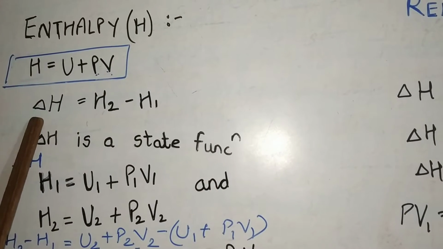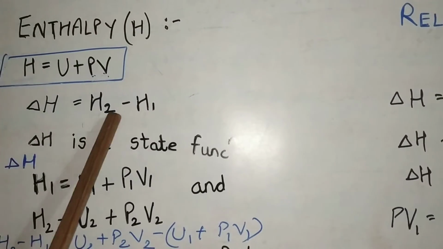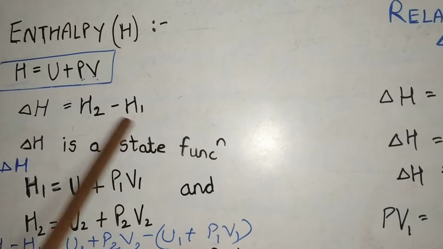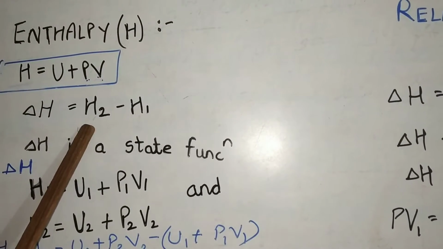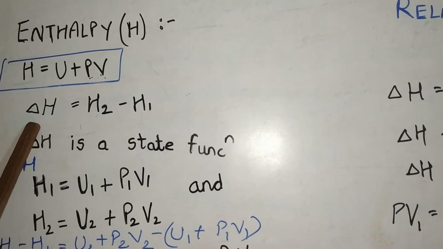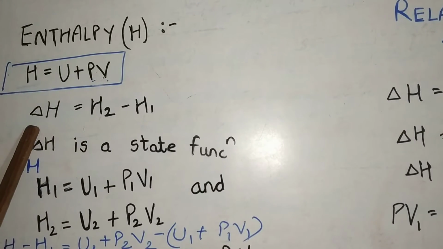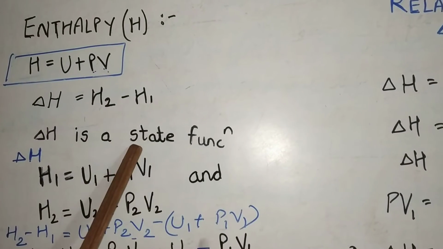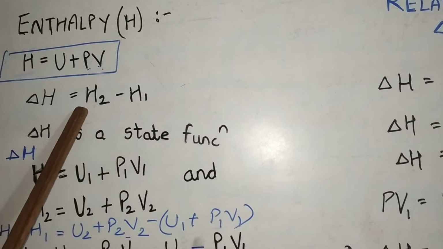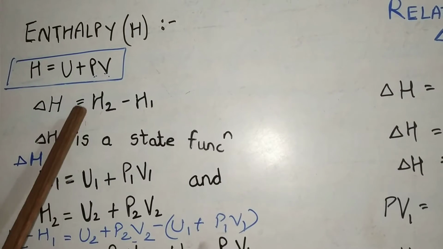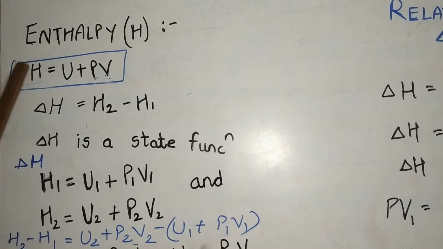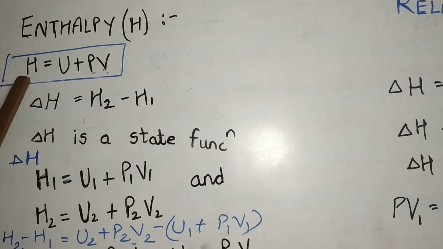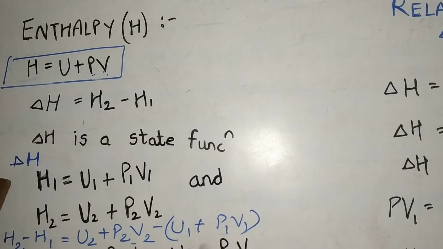Delta H is the change in enthalpy, which is given as H2 minus H1. H1 becomes the initial enthalpy of the system and H2 becomes the final enthalpy. So from these two values, we can calculate the change in enthalpy of the system. Hence, we can say that delta H is a state function because it depends upon the initial state and final state of the system.